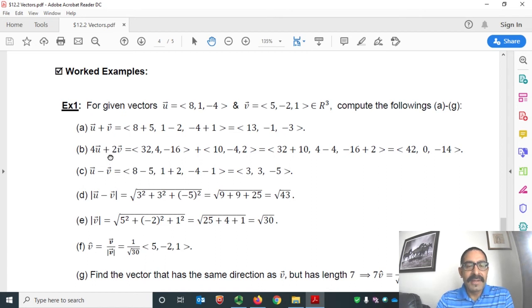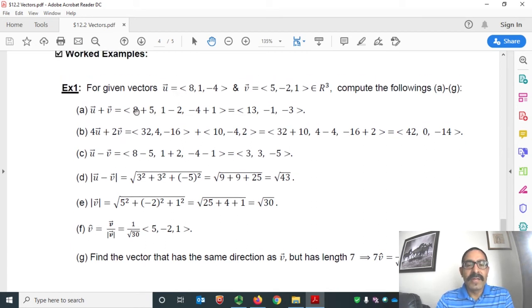Part B, let's multiply the u vector by the scalar 4, v vector by scalar 2, and then add them. So again, how do we multiply the scalar to the vector? Again, component-wise. So first multiply this 4 to each of these components of u vector, which I did here. Then plus multiply the v vector's each component by 2, which I did here.